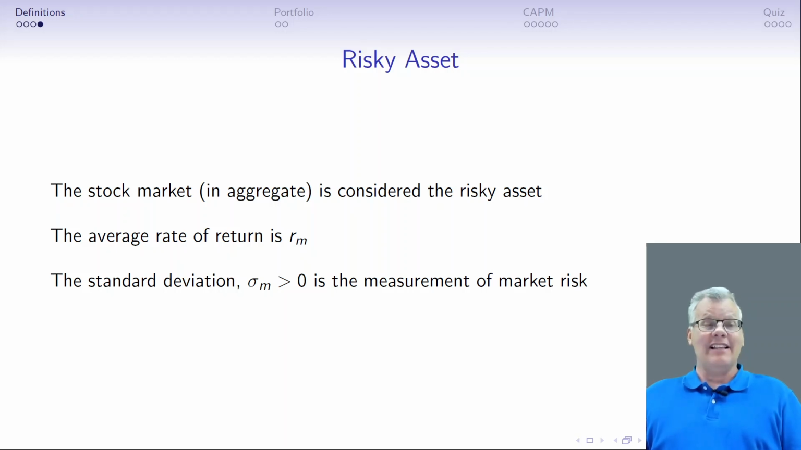It is a risky asset, so that means that there's uncertainty. There are some years in which the rate of return is above 13%. There are other years in which it is less than 13%. So there is a statistical distribution, there is risk. The standard deviation, which we're going to denote with sigma sub m, is a measurement of how dispersed actual rates of return are from the long-term mean. And it's a measurement of market risk.